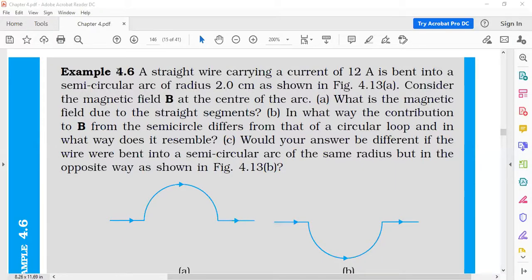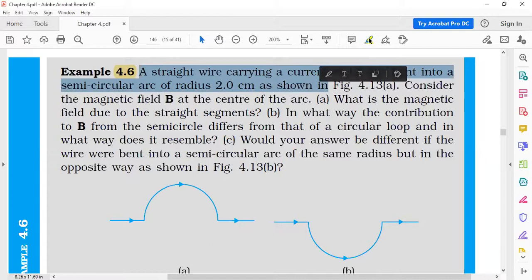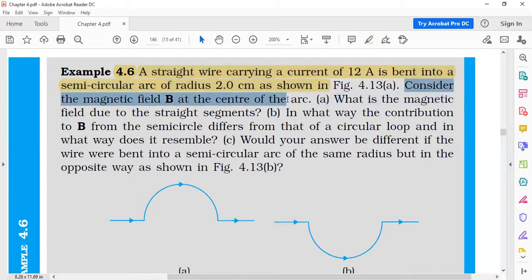We will go with the next one, 4.6. A straight wire carrying current of 12 ampere is bent into a semicircular arc of radius 2 centimeter as shown in the figure. Consider the magnetic field B at the center of the arc. Means you need to calculate what is the magnetic field at the center of the arc.